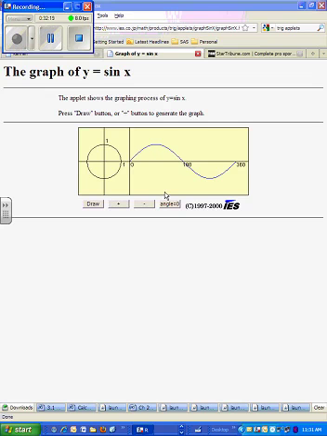You can check these out yourself. I just Googled trig applets, and I think the first one that shows up is this one. It's ies.co. You could type all this in, but search trig applets, and it should be the first one that shows up.